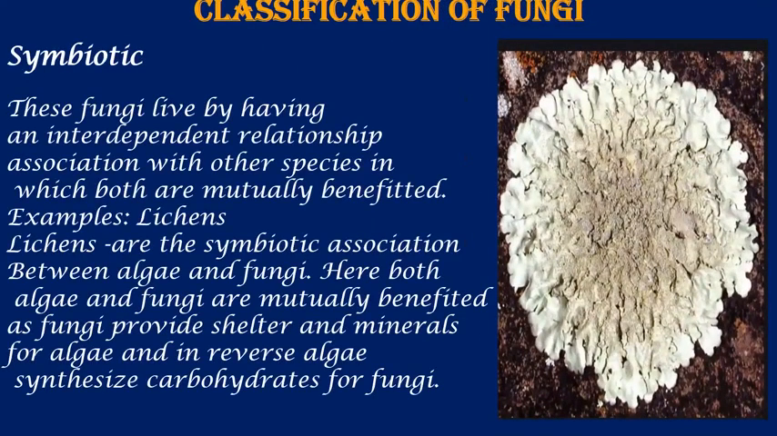Another classification of fungi based on the mode of nutrition is Symbiotic Association. These fungi live by having an interdependent relationship with other species in which both are mutually benefited. Examples are lichen. Lichens are the symbiotic association between alga and fungus. Here, both algae and fungi are mutually benefited as fungi provide shelter and minerals for algae, and in return, algae synthesize carbohydrates for fungi.